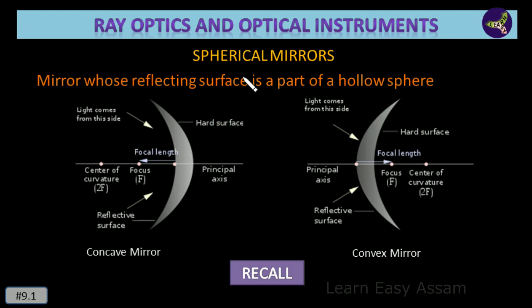So we have already learned about spherical mirrors. To recall, you can see here, what do you mean by spherical mirrors? You can say mirrors whose reflecting surface is a part of a hollow sphere. You can see this is a concave mirror and this is a convex mirror, and all the labelings are here. This is the focus, this one is the principal axis, this is the pole, and the focal length is from pole to focus. The distance, that is called focal length. This is the center of curvature, and all these things we have to recall to understand this chapter clearly.